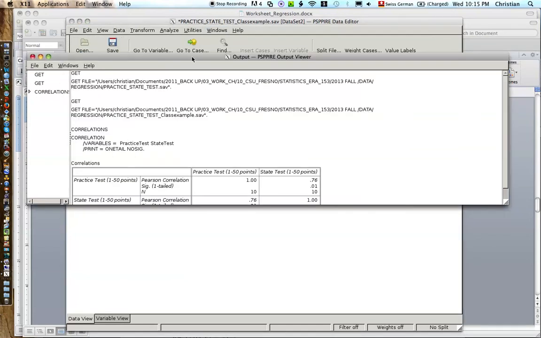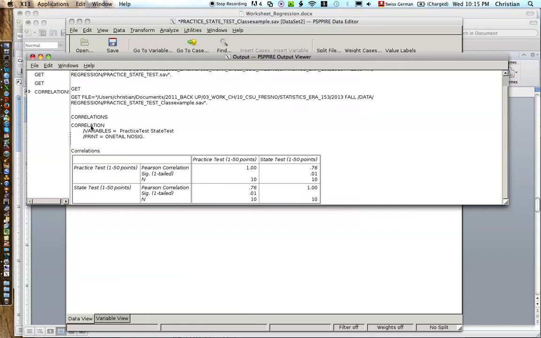Going to our output, see here the syntax: correlation, variables, practice test and state test, and you see we want the one-tailed significance. So to interpret these tables, you see correlations, you see the first variable, practice test, and the first line here is the Pearson correlation. That's the one that we use for correlating continuous variables with each other. There are other correlations as well. So if you correlate, for example, a nominal or ordinal variable with a continuous variable, then you want to choose different correlations.